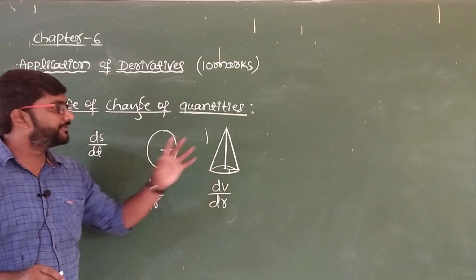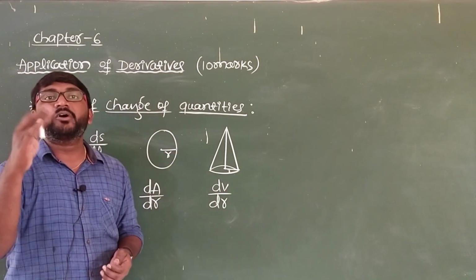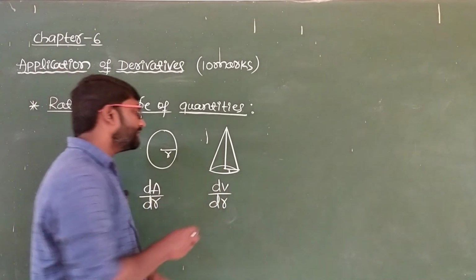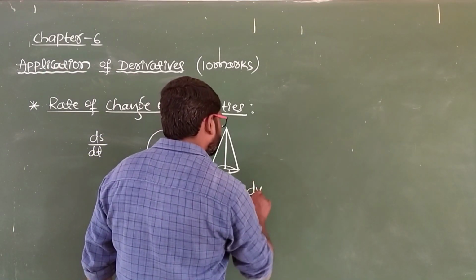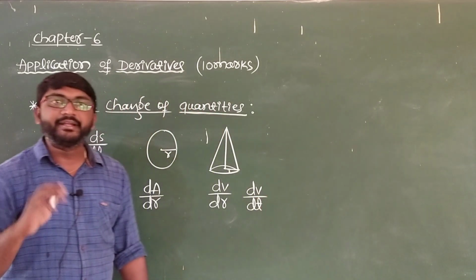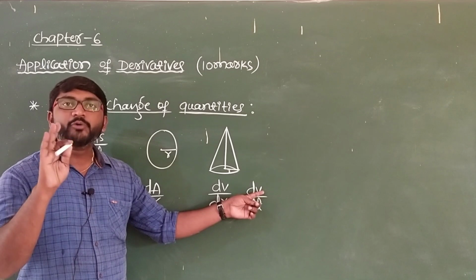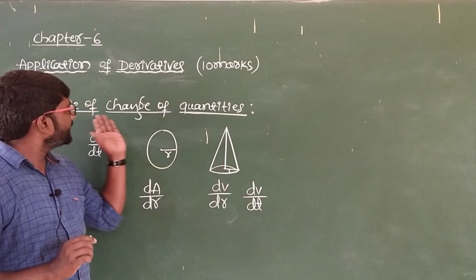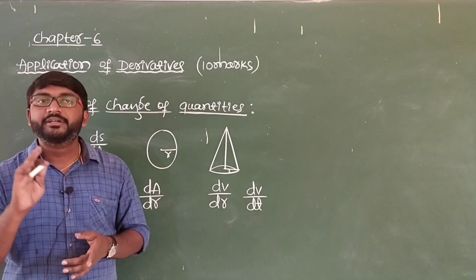The volume of the cone is varying or changing with respect to its radius, or else the volume can vary with the time, dV by dt. Here the quantity volume is varying with respect to the time. So this is all about the rate of change of quantities.